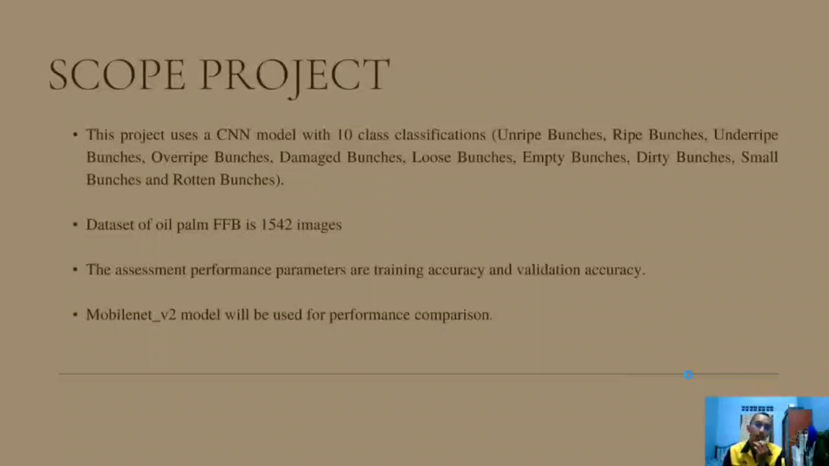The scope of this project is that it uses a CNN model with 10 class classification, which are ripe bunch, underripe bunch, overripe bunch, damaged bunch, loose bunch, empty bunch, dirty bunch, small bunch, and rotted bunch. The dataset of oil palm FFB is 1552 images. The assessment performance parameters are training accuracy and validation accuracy. MobileNet version 2 model will be used for performance comparison.